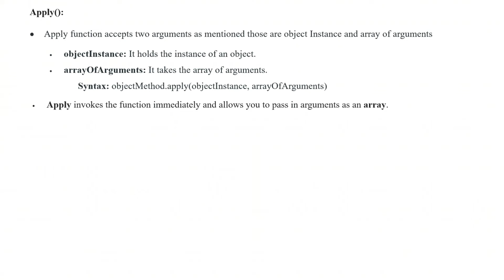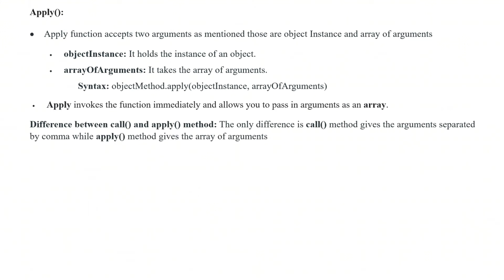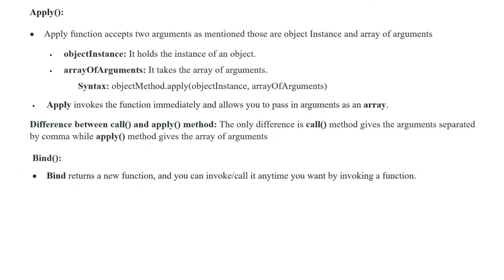You can observe call and apply. The only difference: the call method gives the arguments separated by commas, and the apply method gives an array of arguments. This is the only difference. Let's go to bind. Bind returns a new function, and you can invoke or call it anytime you want by invoking the function.